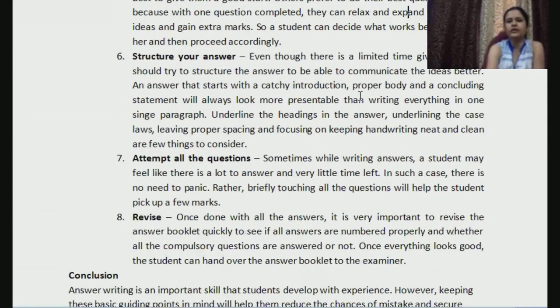Structure your answer. What is structure your answer?